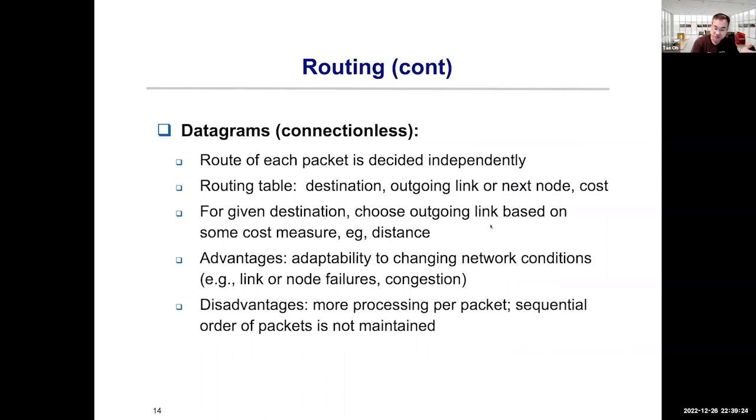When you talk about datagram connectionless, it's totally opposite compared to connection oriented. It's not an established route. In this case, a route for each packet is decided independently. The routing table has destination, outgoing link, next node, and cost. Those are the parameters included in the table. So given a destination, choose the outgoing link based upon some cost measure.